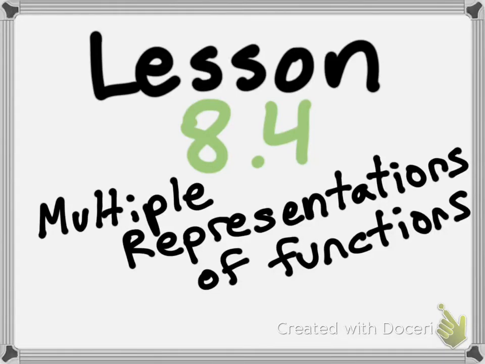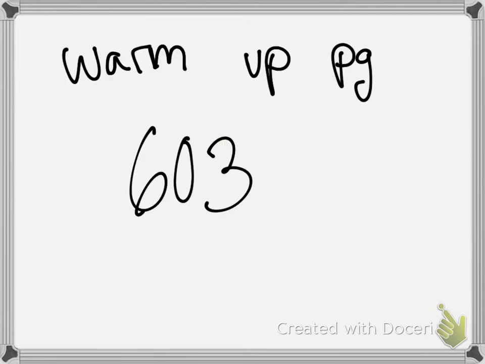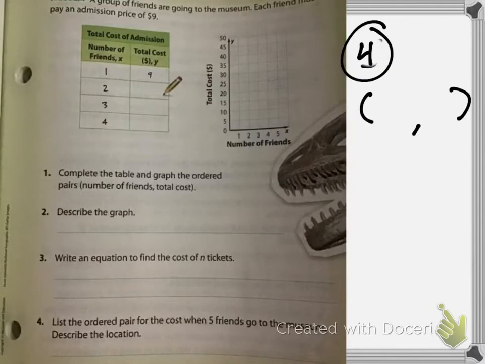Today we are doing lesson 8.4 on multiple representations of functions. So our worm is on page 603. We see this. Now, for the number of friends, each friend must pay an admission price of $9. We see that up at the top.